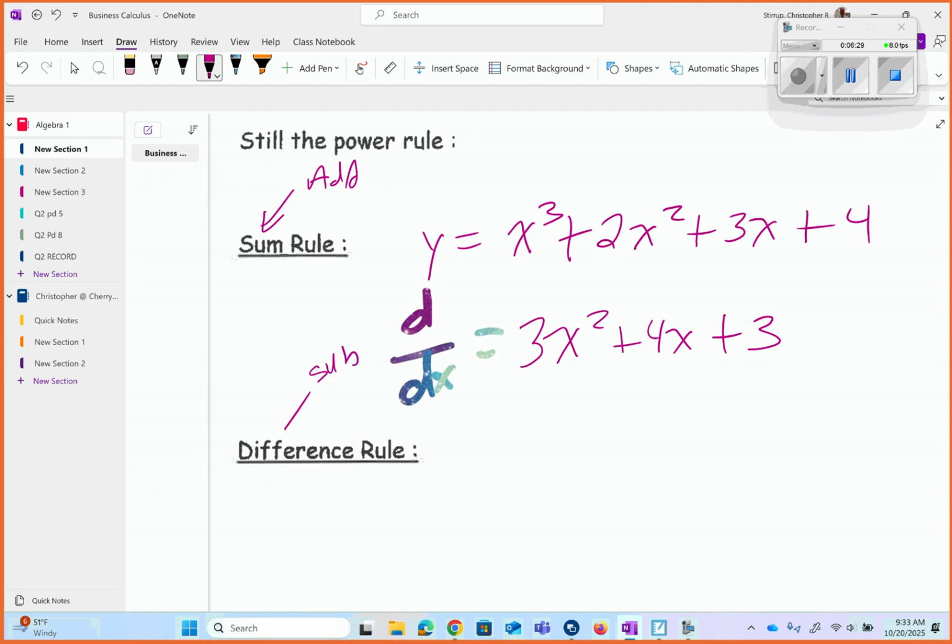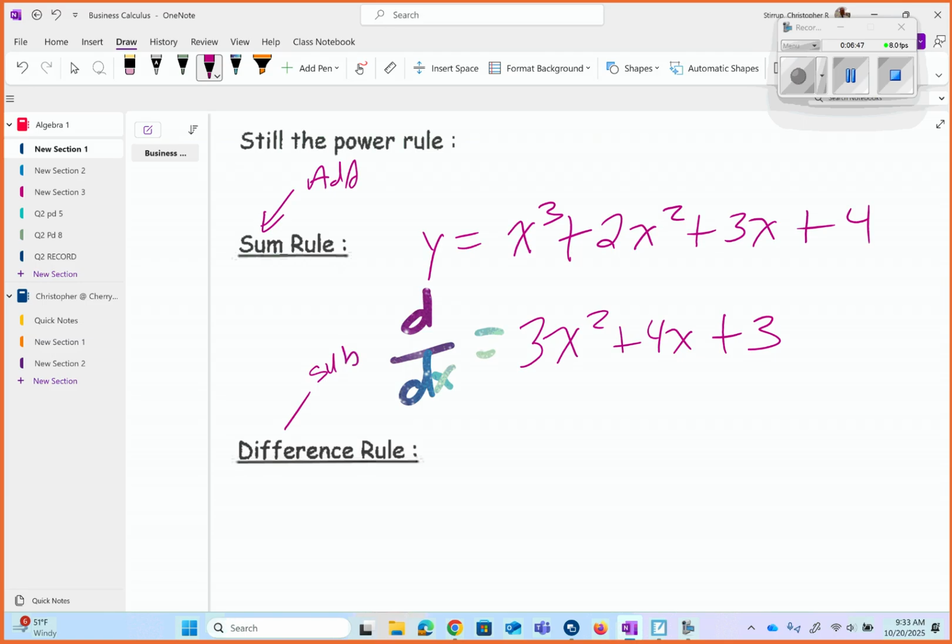2 times 2 is 4, so 4x to the first. Take the derivative of this. This is to the first. Bring down the 1. That becomes 3. This becomes x to the 0. We just said x to the 0 is the same thing as 1. And then the derivative of the constant is 0, so we don't have to worry about it.